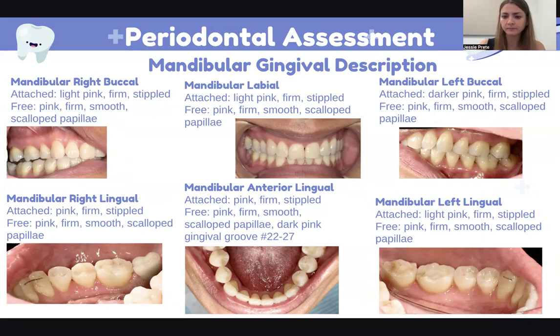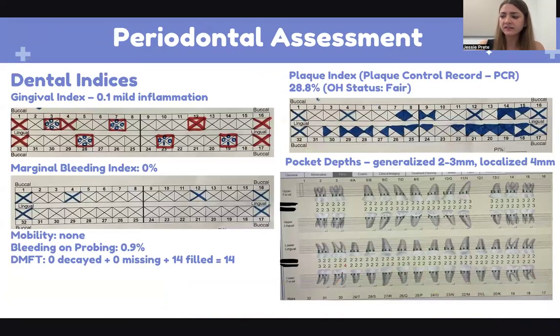27 lingual. As for the dental indices, the client presents with mild inflammation on gingival index, MBI of 0%, zero mobility, 0.9 BOP, or 0.9% BOP, and 14 for DMFT. The PCR was initially 28.8%, which places them in the fair oral hygiene status, and the periodontal probings were generalized 2 to 3, but one surface, 30 mesiobuccal, had a reading of 4 millimeters.